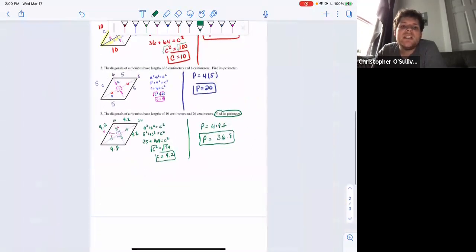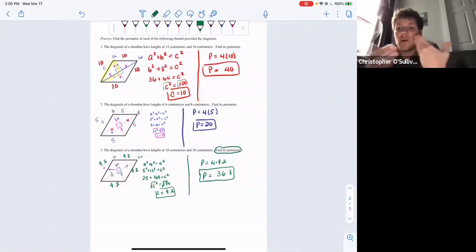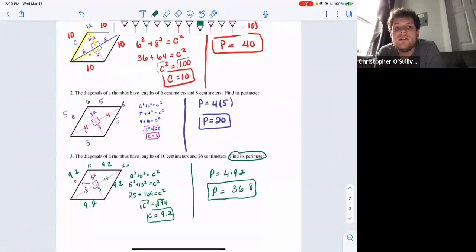So ladies, what you just learned today was how to find the perimeter of a rhombus given 2 diagonals and you don't even know what the side length is yet.